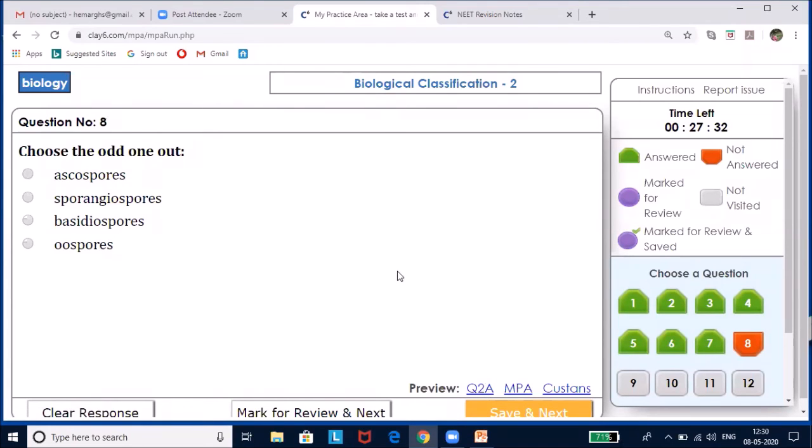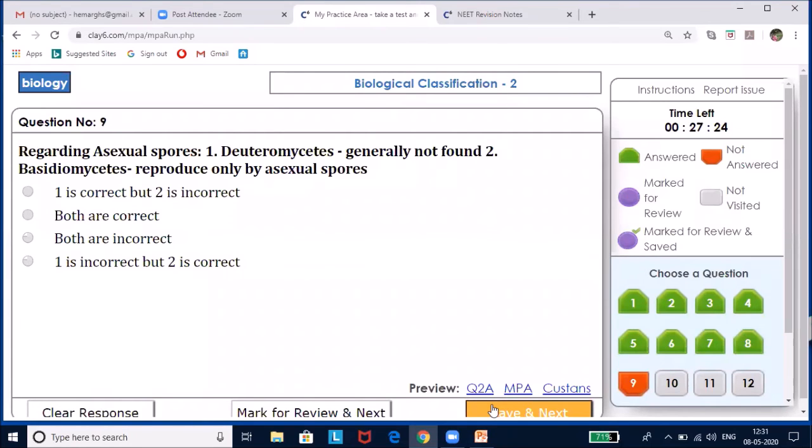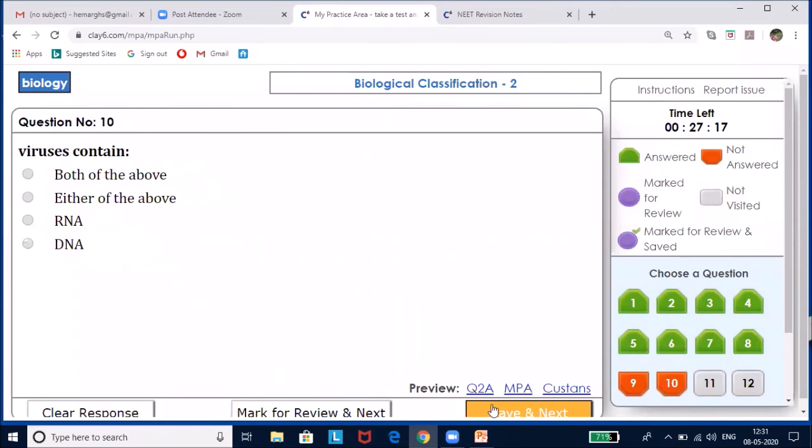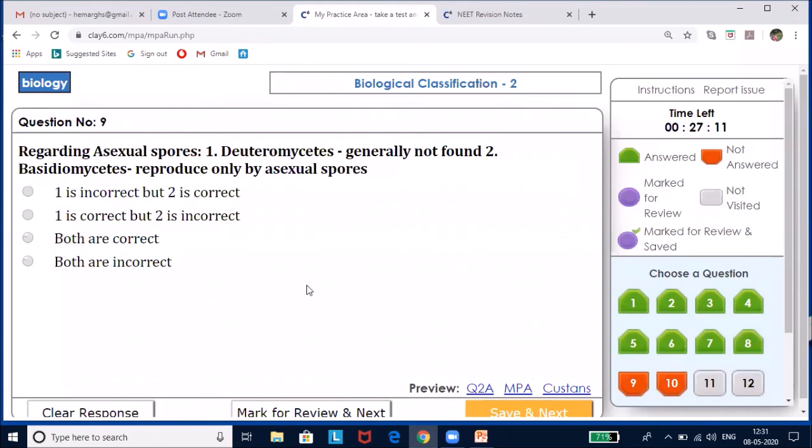Now choose the odd one out. Ascospores, sporangiospores, basidiospores, oospores, sporangiospores. Now here, these questions you need to be very careful, because apparently they will all look alike. But when you really look into them, then you will realize it. You need to look for the details. An eye for detail is very, very important.